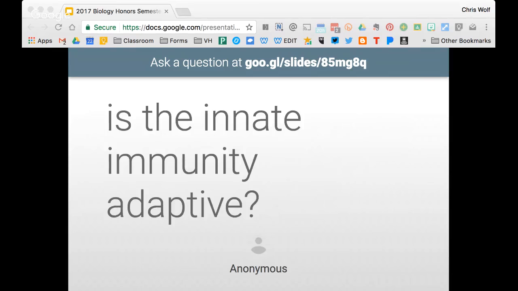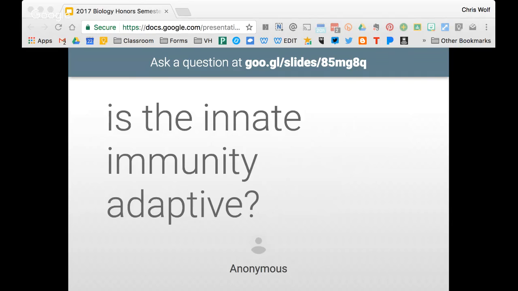Is the innate immunity adaptive? No, it's not. It doesn't adapt at all. It's part of everybody's immune system. There's no learning process to it. It just attacks regardless of what it is, which makes it very quick, but it doesn't adapt because you don't learn from the first exposure. It's only the specific immune response, the cell-mediated and humoral immune response, that is adaptive because you get those memory cells produced. And those memory cells allow for a secondary response, which is much more robust and, again, gives you your immunity to that pathogen. Great question.